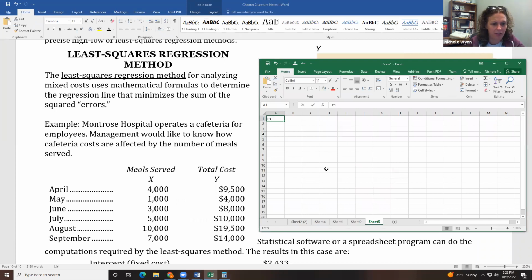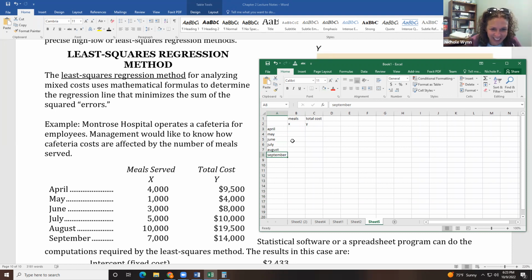I'm going to put meals, which is X, and total cost, which is Y. And I need a column here because I'm going to put the months: April, May, June, July, August, September. Okay. Make that a little bit bigger. To make it bigger, I just go between where there's that little line with the arrows and double click. And then I'm going to put in all my data.